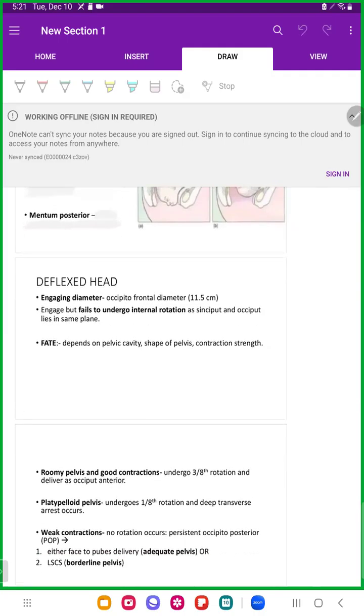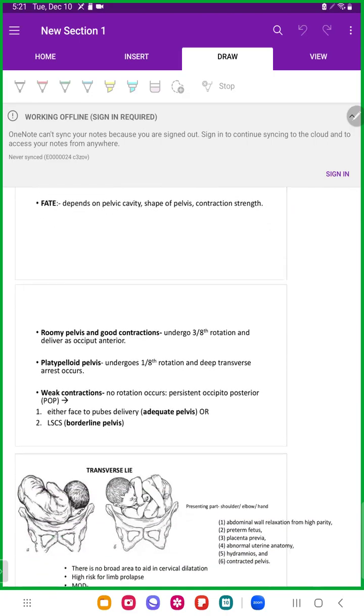So what will happen to this deflexed head? It will depend on the pelvic cavity, whether it is adequate or not, the shape of pelvis, whether it is gynecoid or android, and the contraction strength. So now what happens? The head is in occipito-posterior position, and all the conditions which I have just named are favorable. So there the pelvis is roomy, the contractions are good. So the head rotates about 3/8 of the circle and it delivers as occipito anterior.